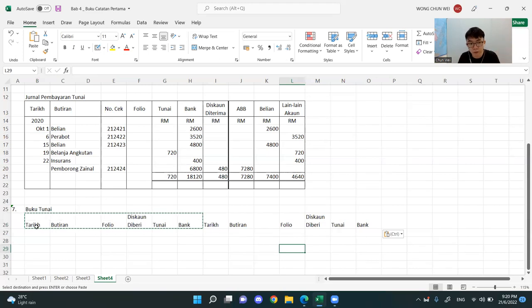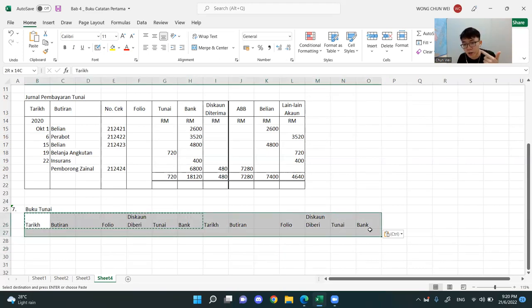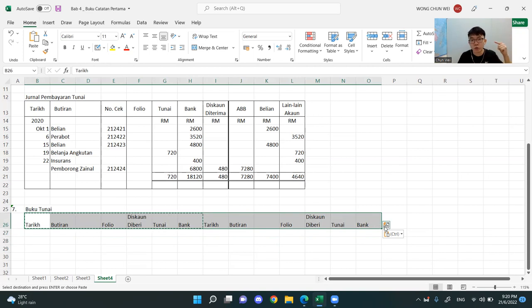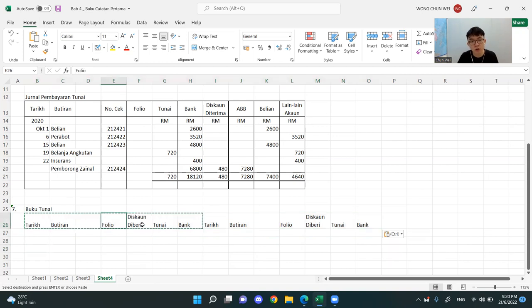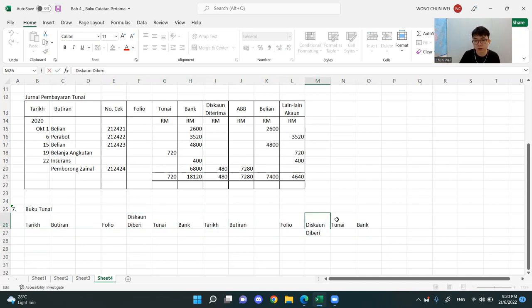You don't need to do question 7, but I want you to draw out this table. Then later we can do question 8, which requires a buku tunai as well. So: tarik, butir, folio, discount diberi, tunai, bank. Tarik, butir, folio, discount, here will be diterima, tunai, bank. So this is it.